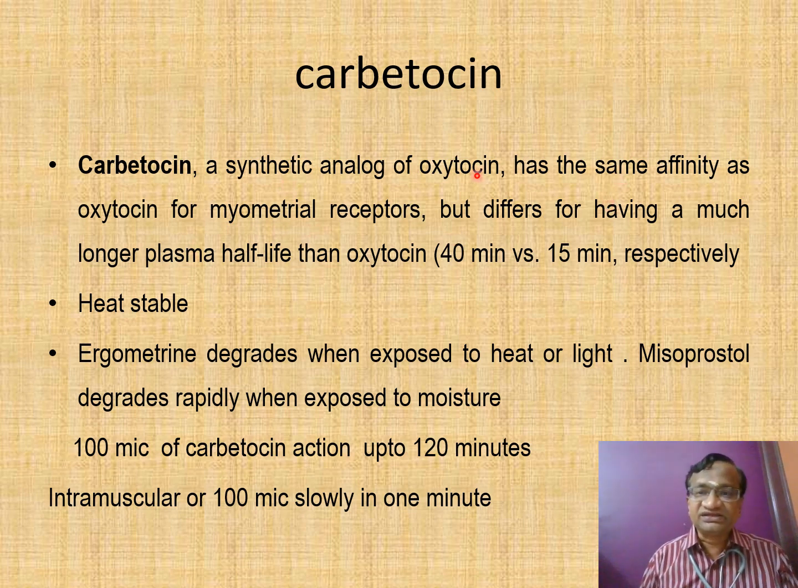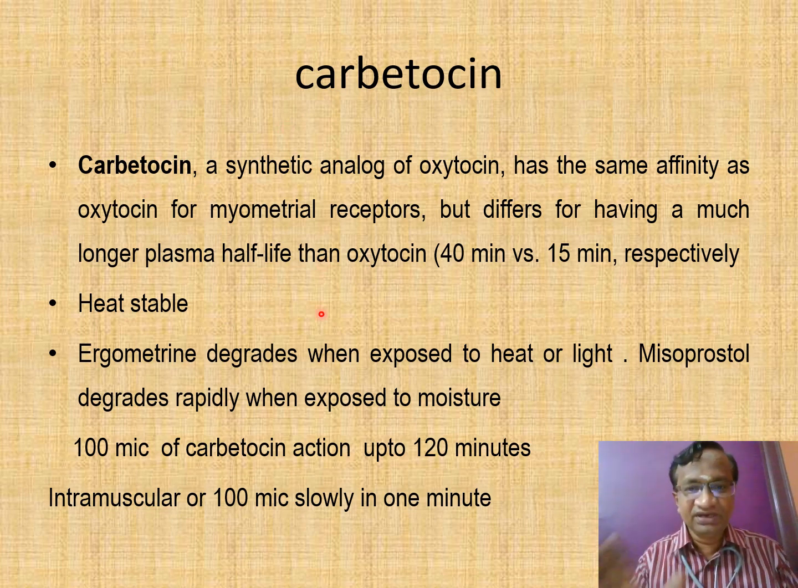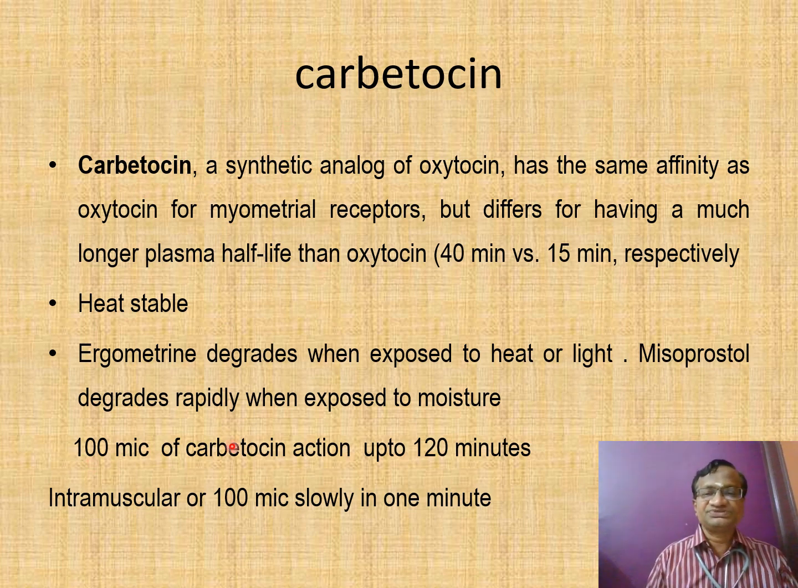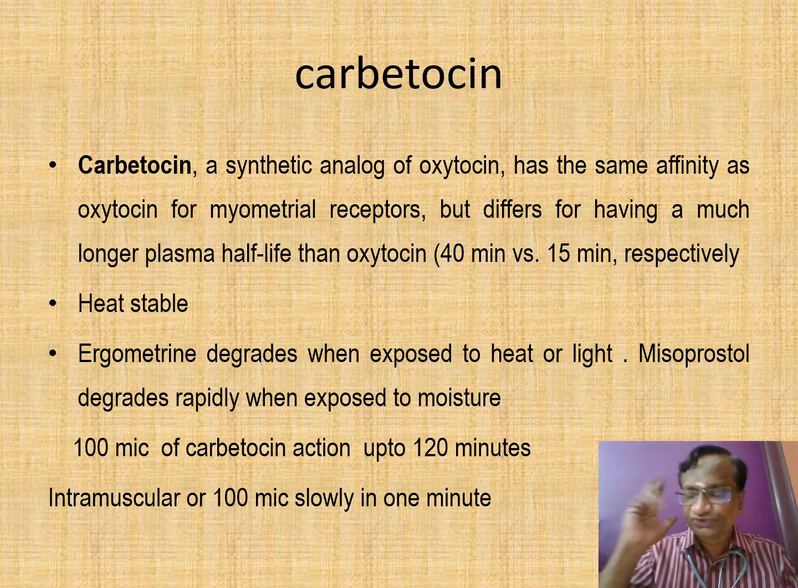Myometrial receptors have the same affinity, but it has a longer half-life, 40 minutes. Heat stable, this is very important. Ergometrine, your methergine, degrades. Misoprostol degrades, but carbetocin is heat stable. 100 micrograms can act up to 120 minutes, or you can give it slow IV over a period of 1 to 2 minutes, carbetocin slow IV.